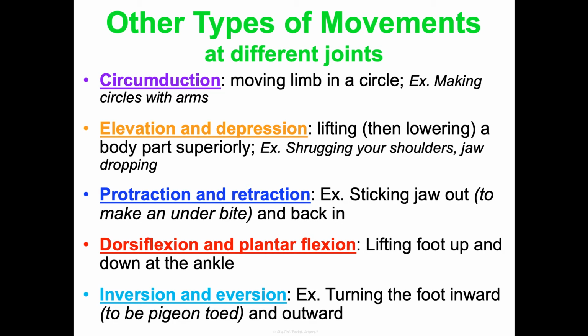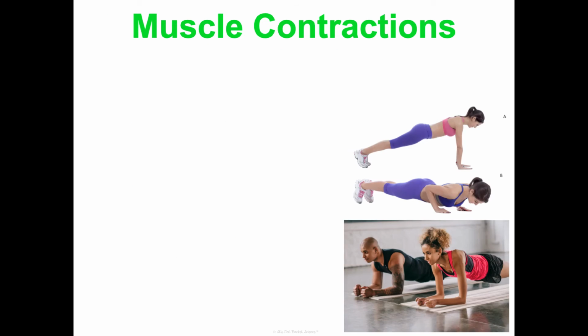And then inversion and eversion, which is turning the foot inward, like if you wanted to be pigeon-toed, and then turning it back outward. So these are a bunch of different movements. Joints are so diverse, and some can do some of these additional movements as well. And so we're going to pause in class and do a little practice of joint classification, but for the sake of the video, we're going to do the last 2 slides real quick.